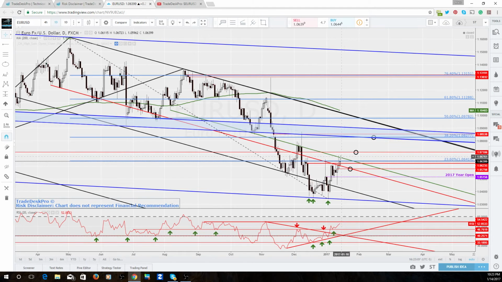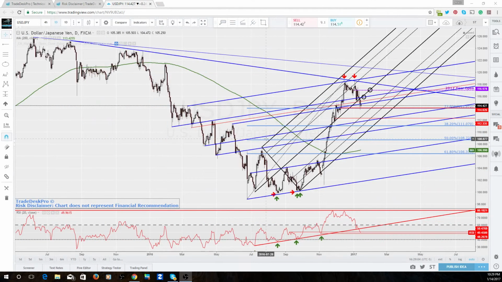Okay, so levels for next week, be wary of a daily close above 107.15, and I would say opportunities to buy the euro dollar, if you're not already in it, would be 105.80 and 105.57.